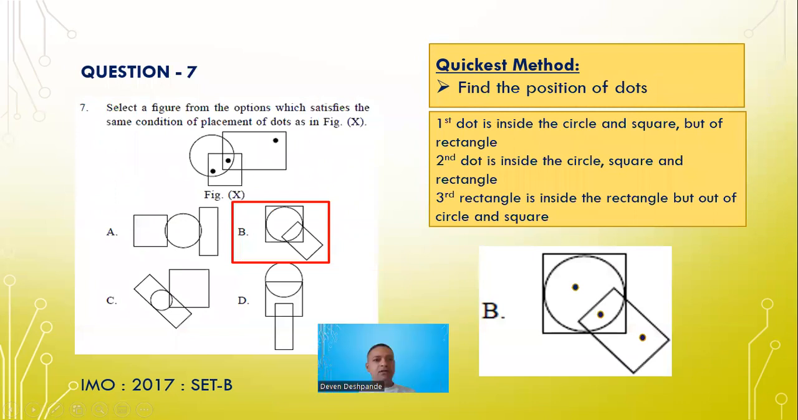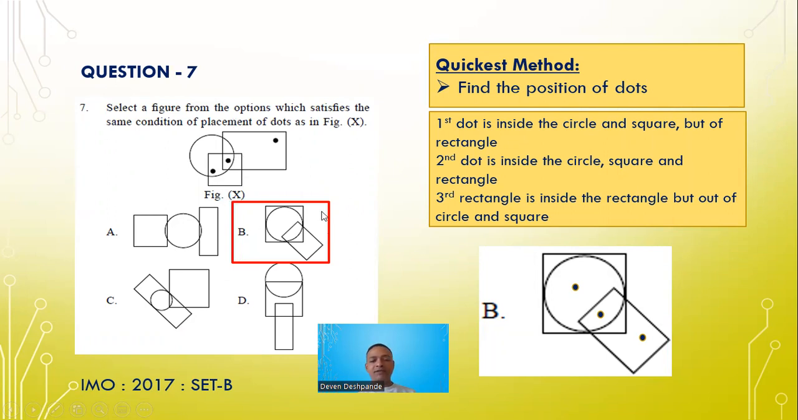Okay, next one. Select a figure from the options which satisfies the same condition of placement of dots as in figure X. Now how is the position of the dots? First dot is inside the circle and square but out of the rectangle. Second dot is inside the square, inside the circle, inside the rectangle. And the third dot is inside the rectangle but out of the circle and out of the square.